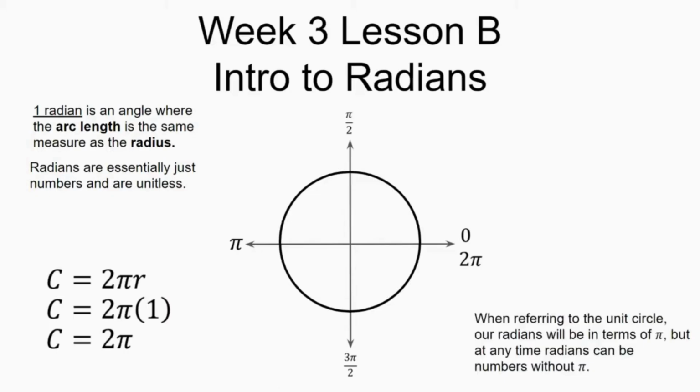When referring to the unit circle, our radians will always be in terms of pi. But at any time, radians are just numbers, and those numbers can be without pi. So I can ask you to sketch what 2 looks like in radians, and you're going to be able to do that. It's not going to be in terms of pi. It's going to be different than 2 pi, but we're still talking about what radians are.